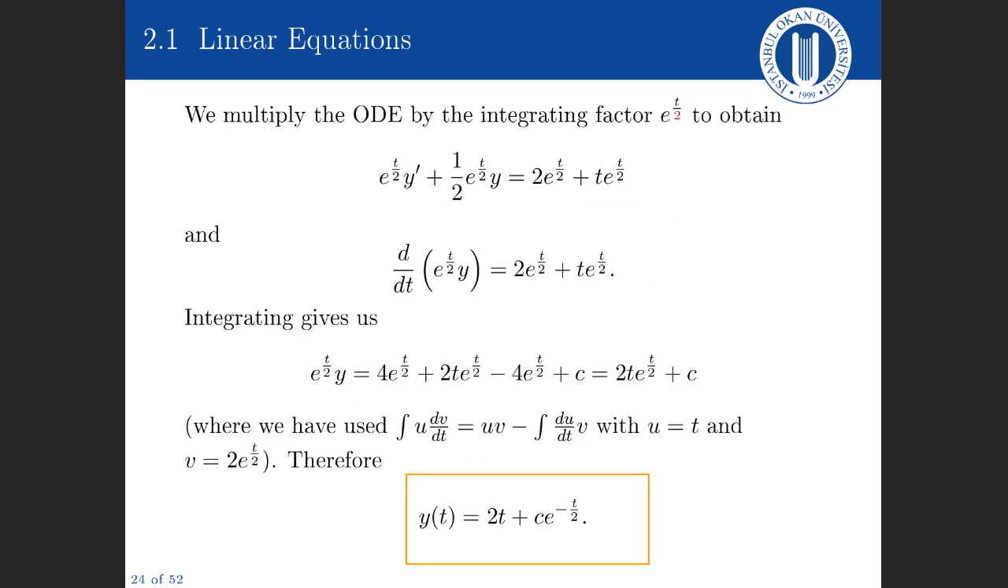Divide by e to the power t over 2 and we find the solution. So we find the general solution to the differential equation. y of t is equal to 2t plus c e to the power minus t over 2.